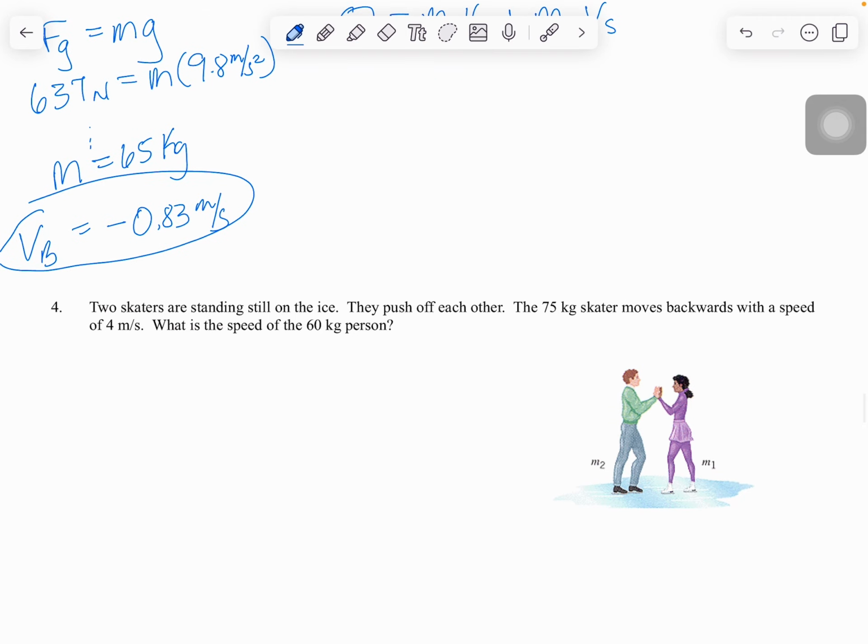And then number 4, with the 2 skaters that push off of each other, our resulting velocity, the velocity of person 2, is negative 5 meters per second. And something I wanted you to pay attention to on this one is if you have less mass, you're going to have more velocity. Right? So if the bigger person pushes off, they push off each other, the smaller person's going to be going faster, right?